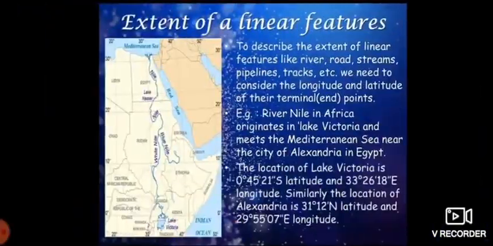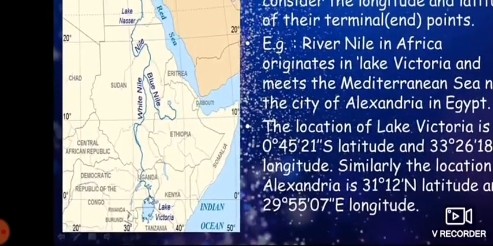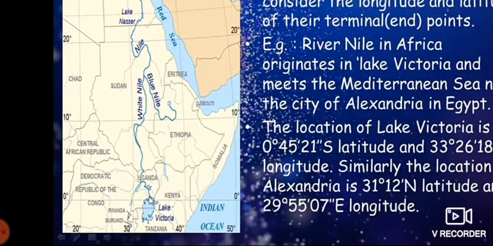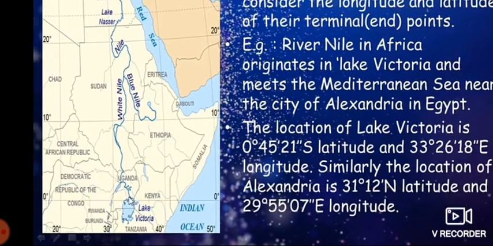Okay, so see here, the location of Lake Victoria we have to find first. Is it close to 0 degree latitude? Yes, so the latitudinal extent is 0 degrees 45 minutes 21 seconds south. Not up, a little below it is. And 33 degrees 26 minutes 18 seconds east longitude.